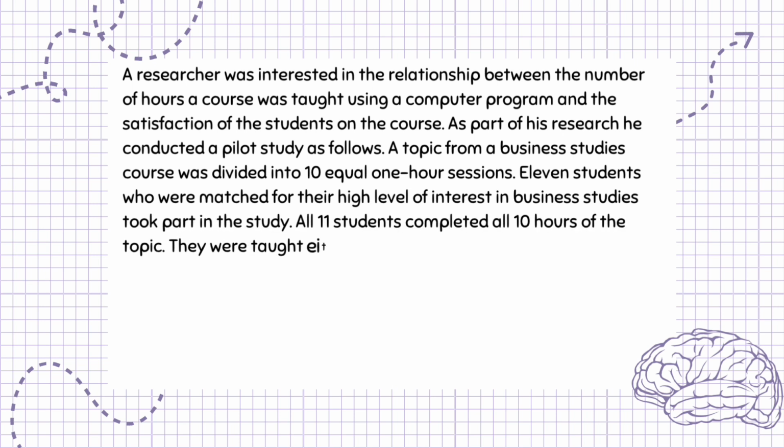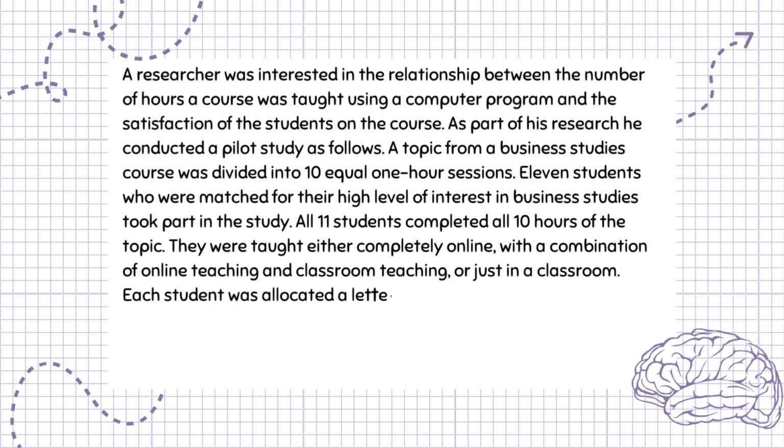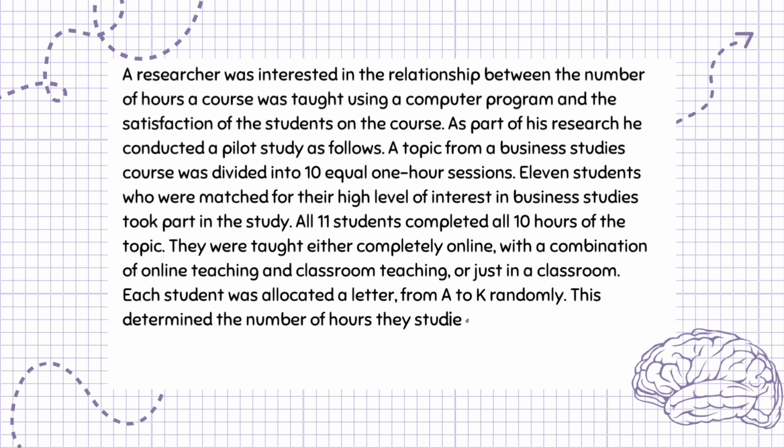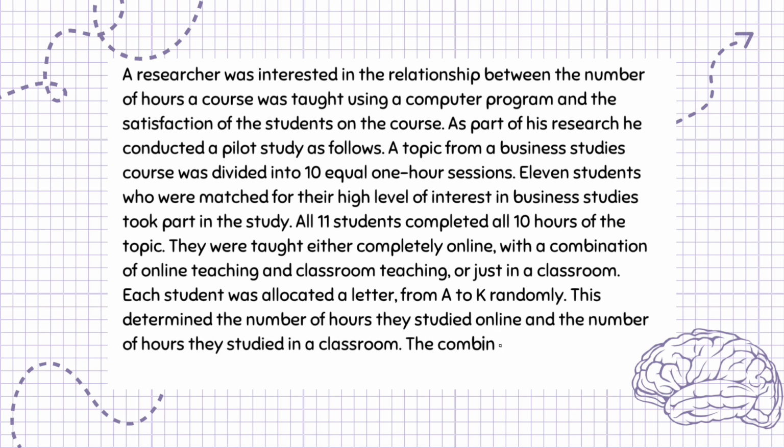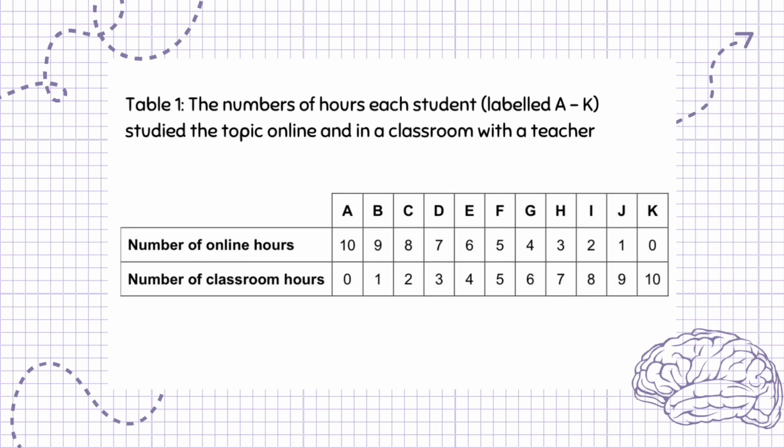They were taught either completely online, with a combination of online teaching and classroom teaching, or just in a classroom. Each student was allocated a letter, from A to K randomly. This determined the number of hours they studied online and the number of hours they studied in a classroom. The combinations are shown in Table 1 below. Table 1. The numbers of hours each student, labeled A to K, studied the topic online and in a classroom with a teacher.